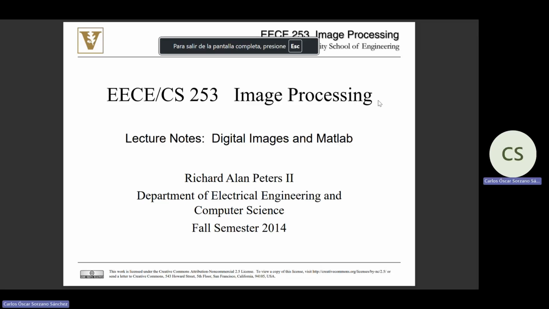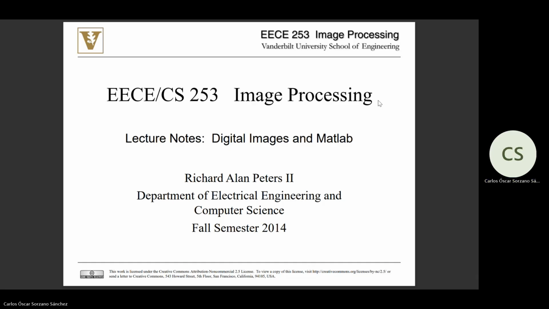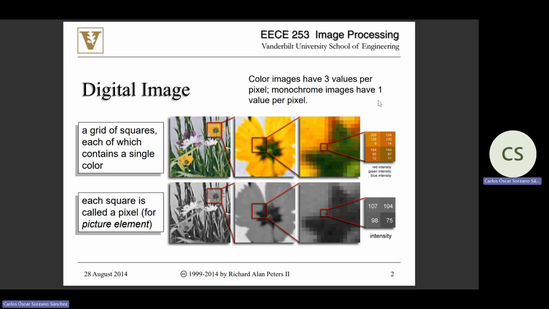Okay, so the first lecture is: what is an image? So an image is... We have color images, we have gray images, and actually an image is just a matrix of numbers. If you zoom in, at some point what you have are samples, and in these samples, what you have are values.